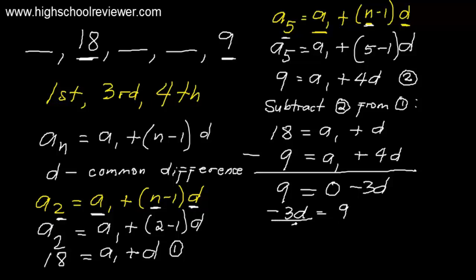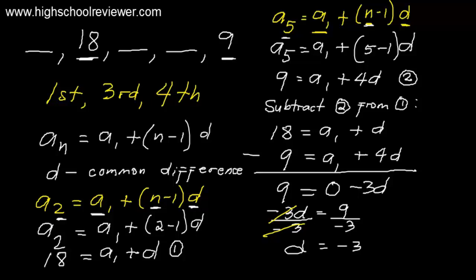Divide both sides of the equation by negative 3. Negative 3 divided by negative 3, we can cancel this out. So our d will be equal to positive 9 divided by negative 3. Our d is negative 3. We can now use d equals negative 3 to find the first, the third, and the fourth term.